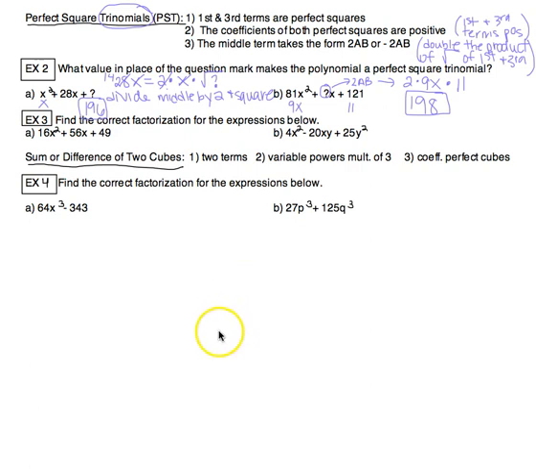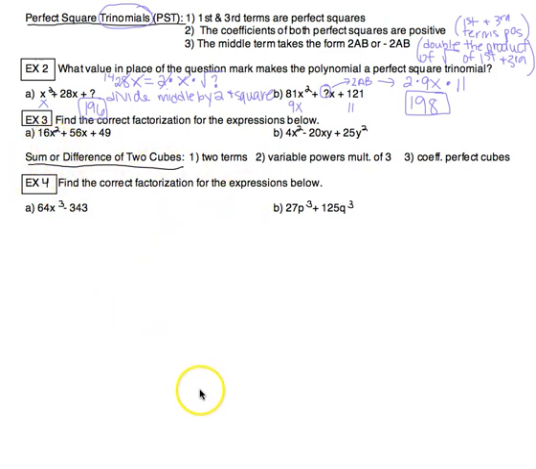So when you've got the weird question marks, this is the process. You look to see whether the question mark is on the end or in the middle. If it's at the end, divide the middle coefficient by 2 and square it. If it's a question mark in the middle, you take the square roots of the ends, multiply, and double. All right, example 3.